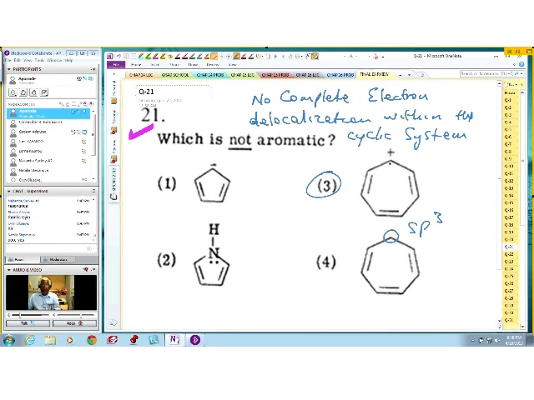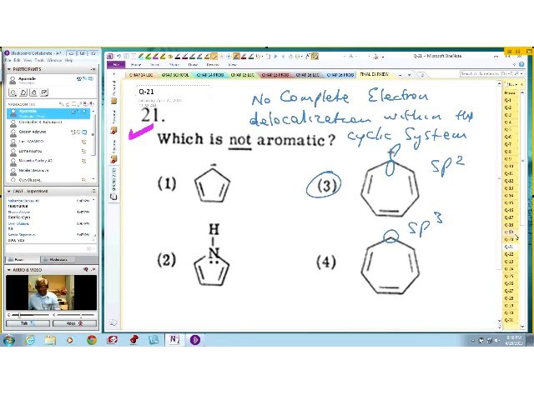However, this carbon here is an sp2 carbon, which means that it has a p orbital. You have a p orbital available here that you could move the pi electron into. So there is complete electron delocalization right here. Okay? So anyway, the answer here is number 4. Number 4 is not aromatic.